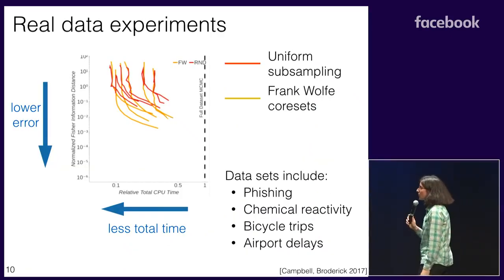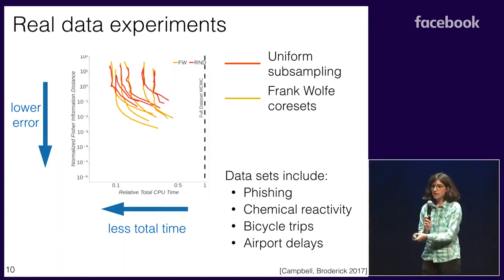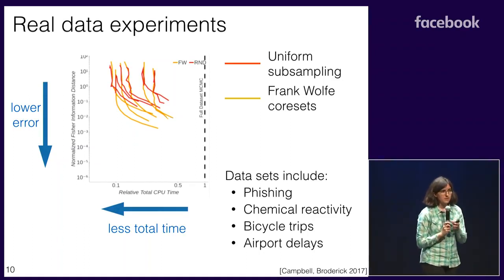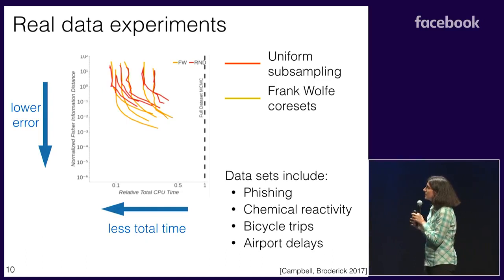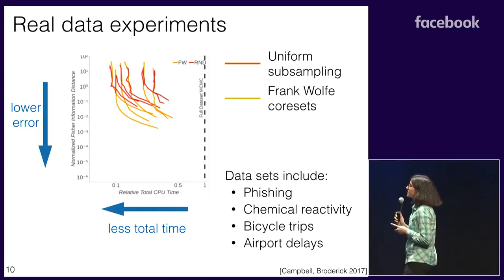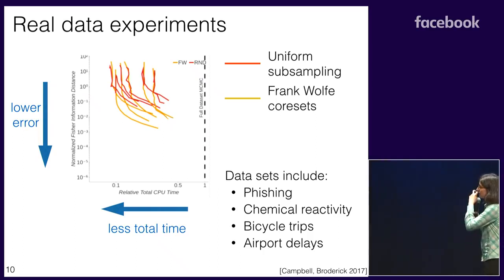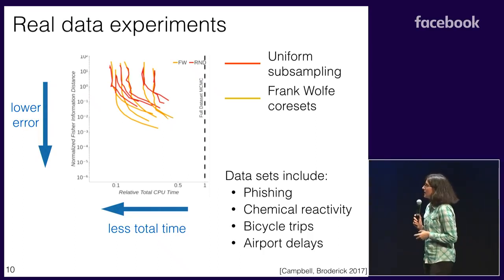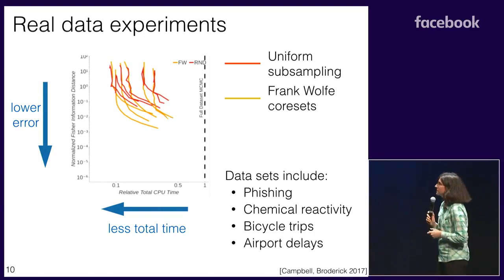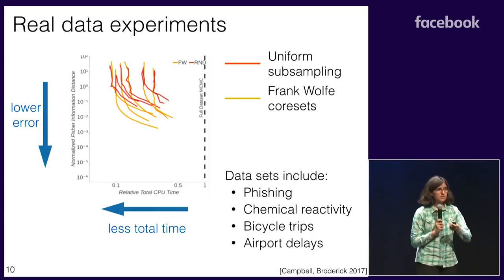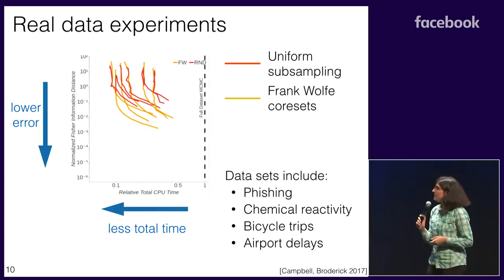So here we have the total time spent on construction and approximate Bayesian inference versus error. And we have a log scale in both cases. And we can compare uniform subsampling in red to Frank-Wolfe core sets in gold, looking at a number of real data sets, including a fishing data set, chemical reactivity, bicycle trips, airport delays. This is also over a few different models. Now we see that there are orders of magnitude improvements for a larger number of core set points, but towards the beginning it actually looks pretty similar.